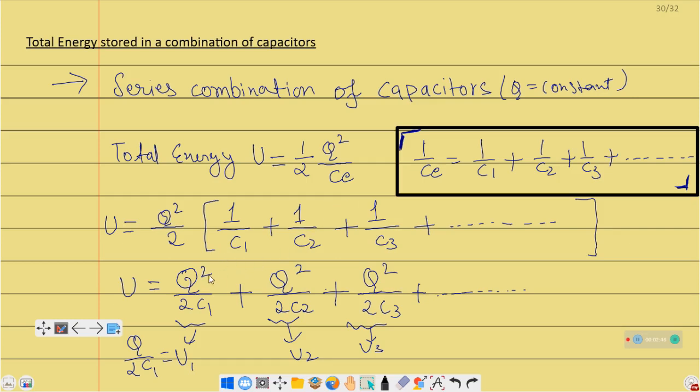After that, Q square upon 2 multiplied with each term. So this U, that is the energy, will be equal to Q square upon 2C1 plus Q square upon 2C2 plus Q square upon 2C3, and so on. And you can find that this Q square upon 2C1 is the energy stored in the first capacitor, and this term is the energy stored in the second capacitor, and so on.